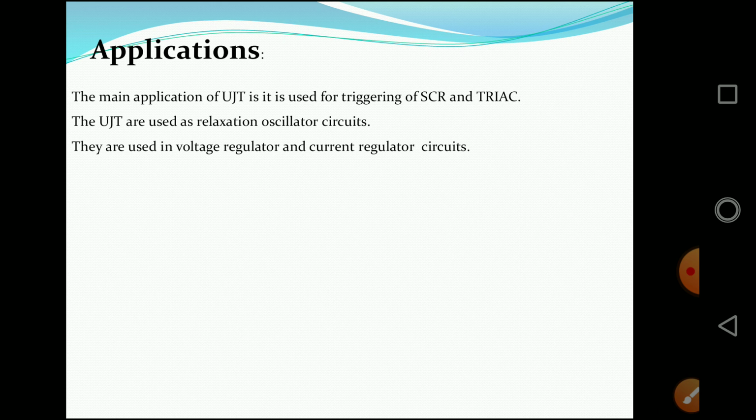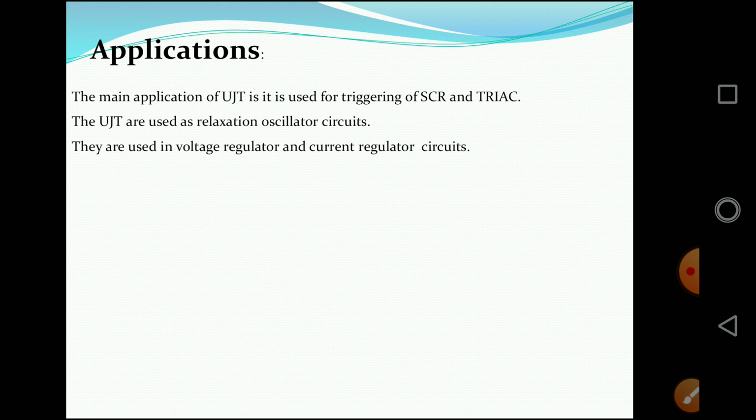We use UJT circuits because they have different switching characteristics and a negative resistance value. Therefore, they are used in relaxation oscillator circuits. They are also used in voltage regulator as well as current regulator circuits.